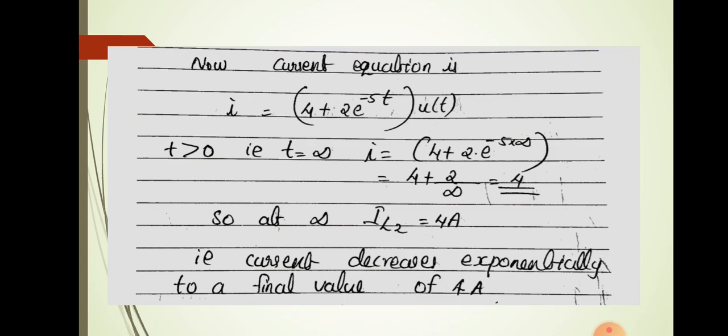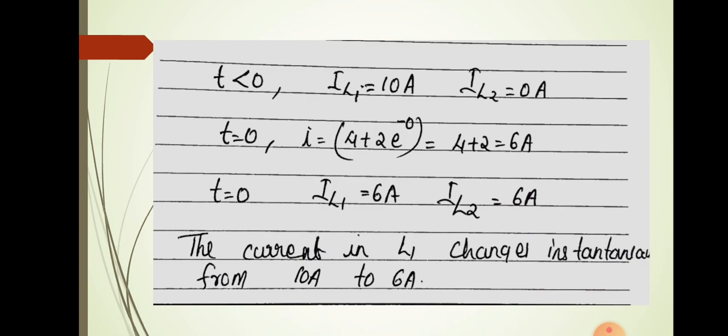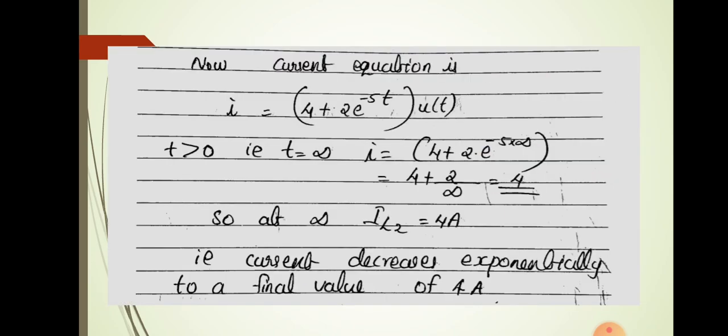Whenever time increases, that is t goes to infinity, the current value will be 4 plus 2 into e raised to minus 5 into infinity, so you get current equal to 4 ampere. That means whenever time passes with the switch open, the current through L2 goes to a final value of 4 ampere. It was initially 0 ampere, then it goes to 6 ampere at t equal to 0, but when t equals infinity, the current through L2 will become 4 ampere. That is the final value of the current, 4 ampere. The current decreases exponentially to a final value of 4 ampere.